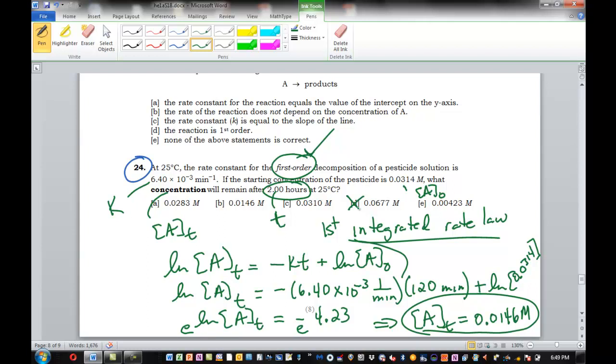If you had time on this, one thing you could do to double check, to have some idea if you're in the ballpark, is to calculate the half-life from the rate constant, and see how much time it takes that to be cut in half. Because that concentration in half is going to be what? 0.0157, which is actually close to our final answer. So if you see that the half-life is close to 2 hours, that would tell you that you're probably right with this one. So anyway, it's 0.0146. All right.